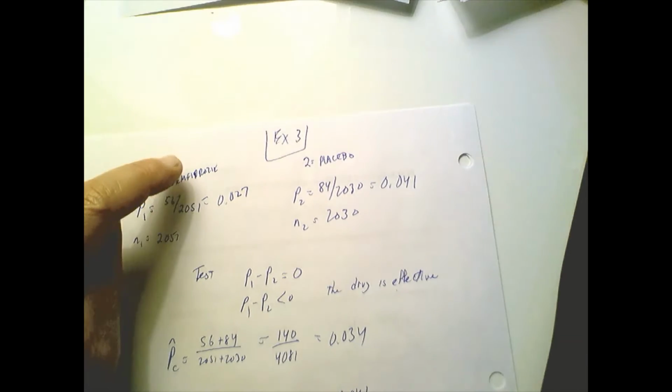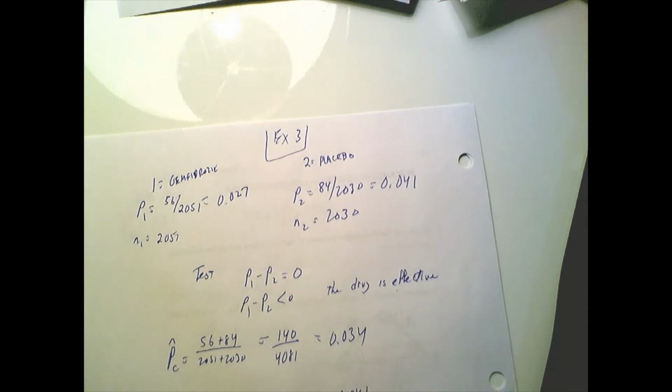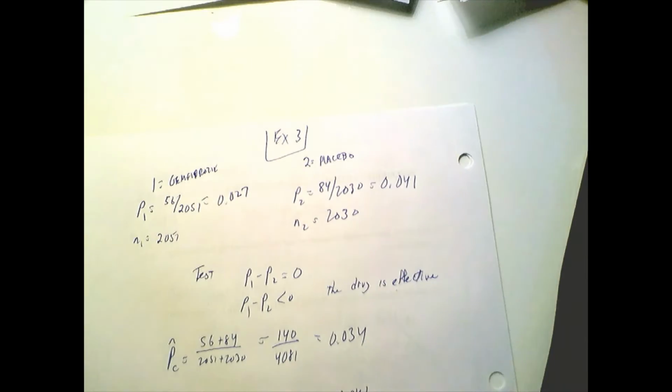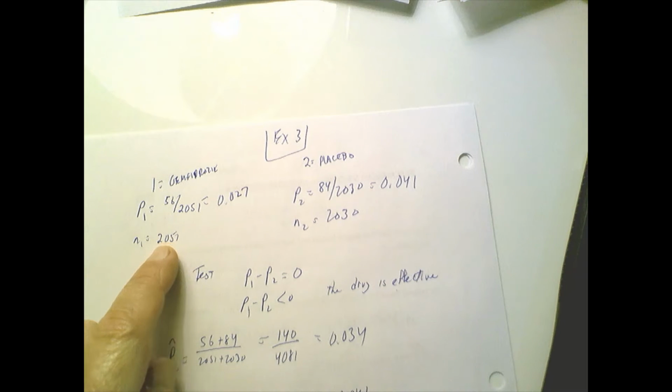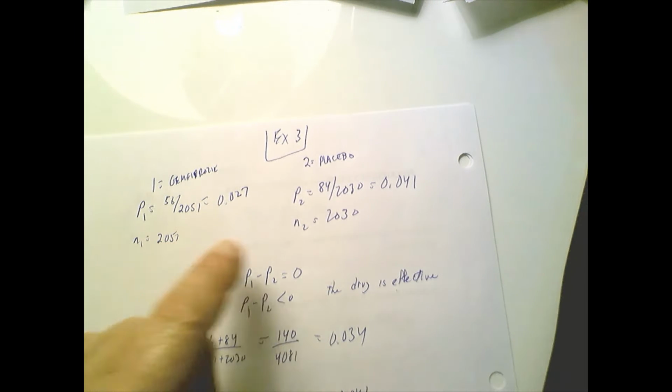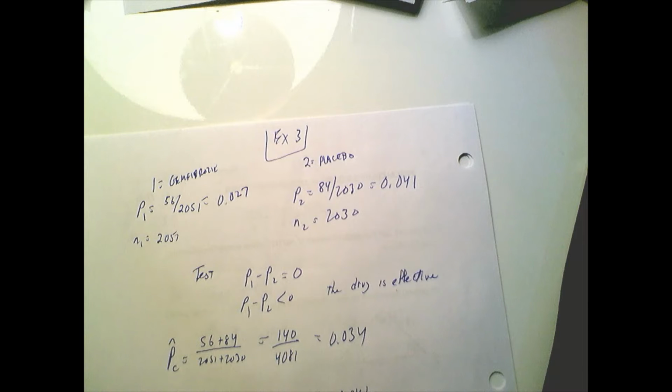We got our group 1 that took the drug, group 2 that took the placebo. 56 out of 2051, there's my first proportion, 0.027. My second proportion is 0.041. Sample sizes 2051 and 2030, respectively.